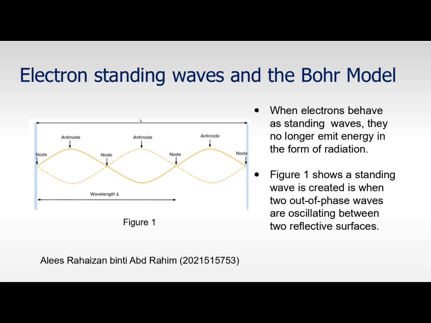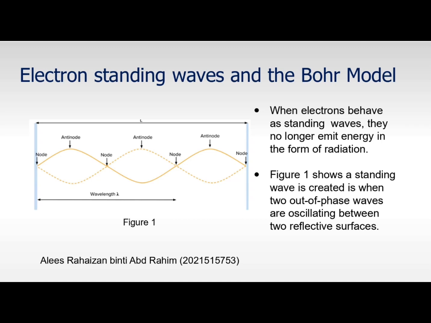Standing waves are formed as a result of interference between two waves of equal frequency and amplitude traveling in opposite directions. De Broglie explained that when electrons behave as standing waves, they no longer emit energy in the form of radiation, since this applies to particles. Therefore, de Broglie's matter wave theory provided an explanation for Bohr's first postulate, where electrons orbit the nucleus in stationary states and do not emit energy.